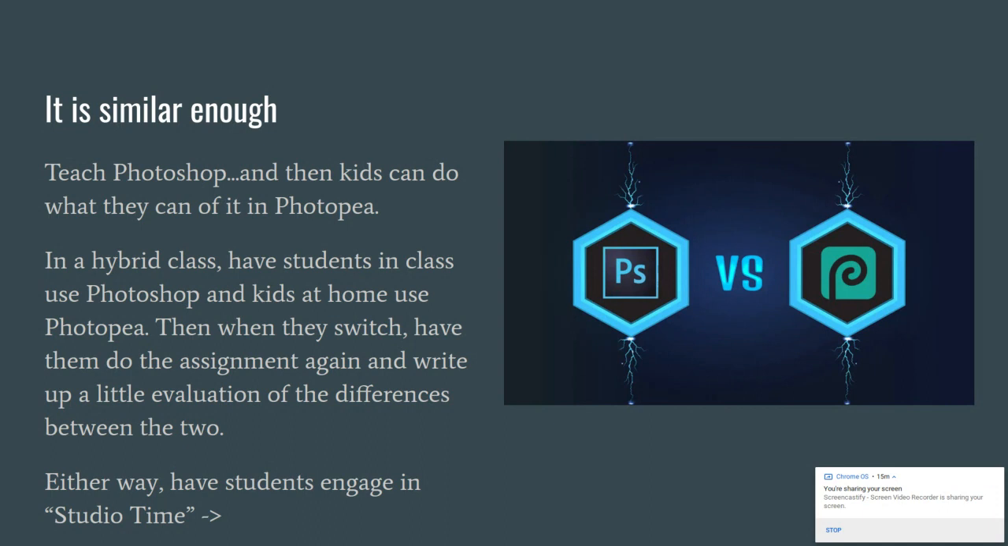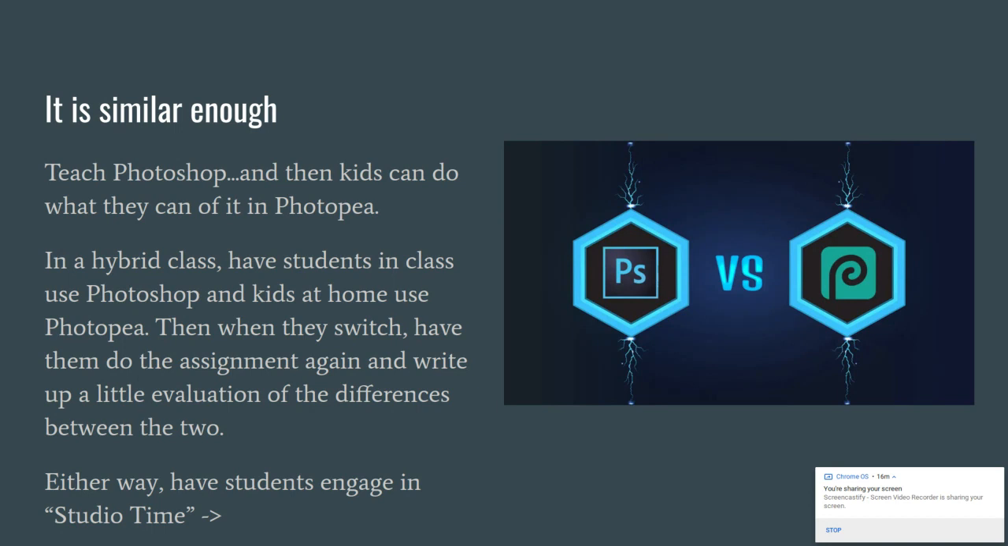In a hybrid class, let's say that you teach Monday, Tuesday one group, Wednesday off for cleaning, Thursday, Friday with another group. Well, on Tuesday, teach something in Photoshop, have the kids that are physically in the class do it on Photoshop, have the kids who are at home do it on Photopea. And then on that Thursday, when you have the new group, this flipped or switched group, do that assignment again and have those kids that did it at home on Photopea do it in Photoshop. Have those kids who did it in Photoshop in class now do it at home on Photopea. And then they can see the difference. And you could even have them do a little reflective writing on how the experience was with the different software.